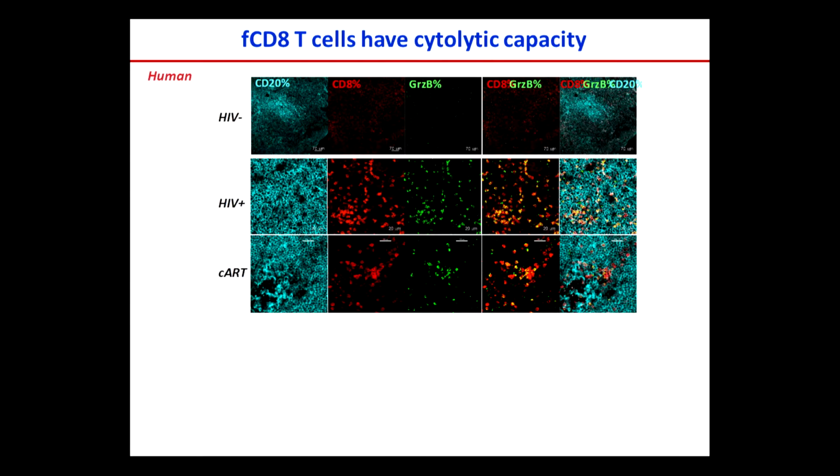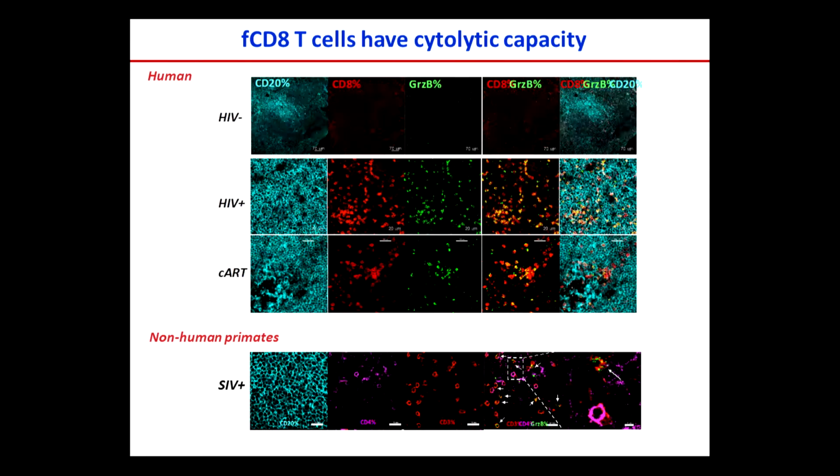Once again, in the SIV-infected monkey lymph node, I'll blow it up here. This is a CD3 positive cell that expresses CD4. It does not express granzyme in green. This is a CD3 cell because it expresses red. It does not express CD4, the purple, but it expresses granzyme. So the CD8 T cells do express granzyme.